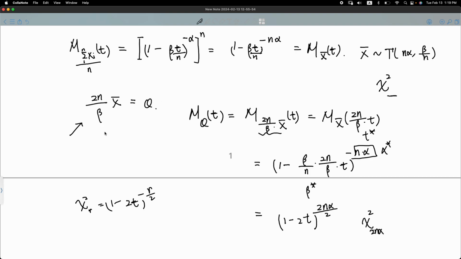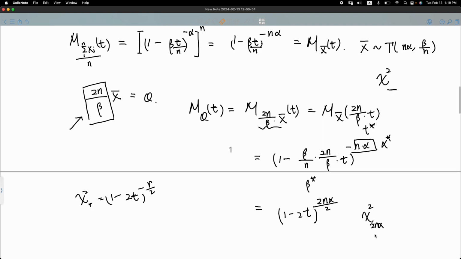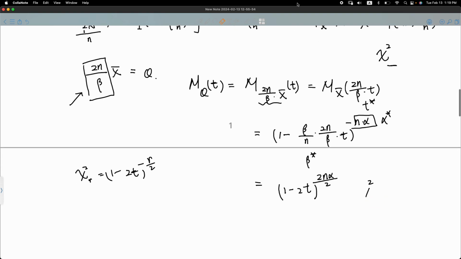So by multiplying this particular ratio in the front to our x bar, we are able to transform this gamma distribution into a chi-square distribution. And then the degree of freedom is, let me rewrite to make it cleaner, a chi-square distribution with degree of freedom 2n alpha. Okay, so any questions or comments?